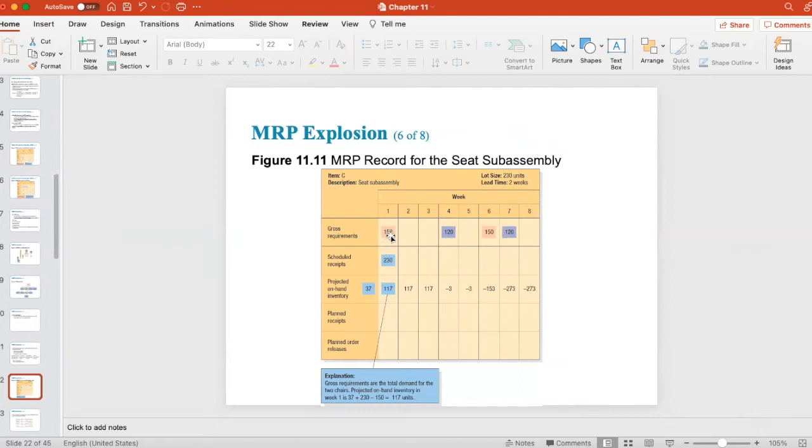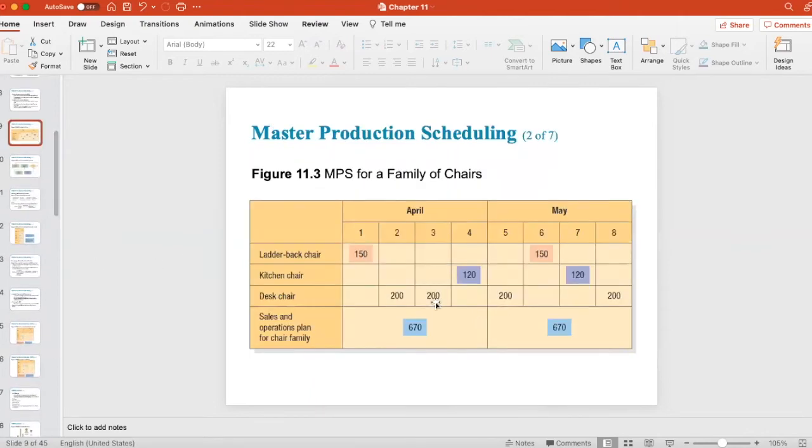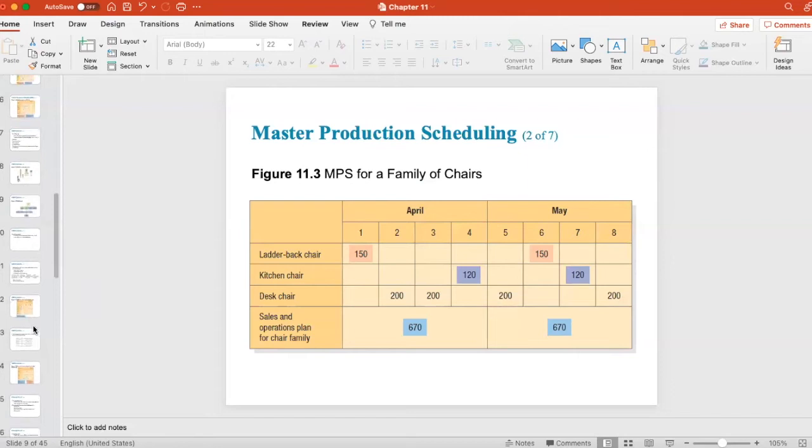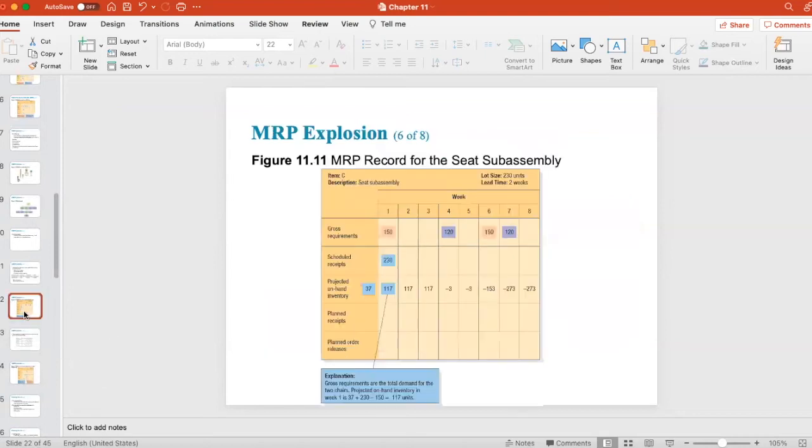Ladder back chair in week 1, we need another 120 kitchen chair in week 4. We also need another 150 ladder back chair in week 6, and then another 120 kitchen chair in week 7. Suppose that for every chair, no matter ladder back or kitchen, we need one subassembly. That's why, in this inventory record, we also need 150 subassembly in week 1, 120 in week 4, 150 in week 6, and 120 in week 7. That will be the corresponding gross requirement for the seat subassembly.